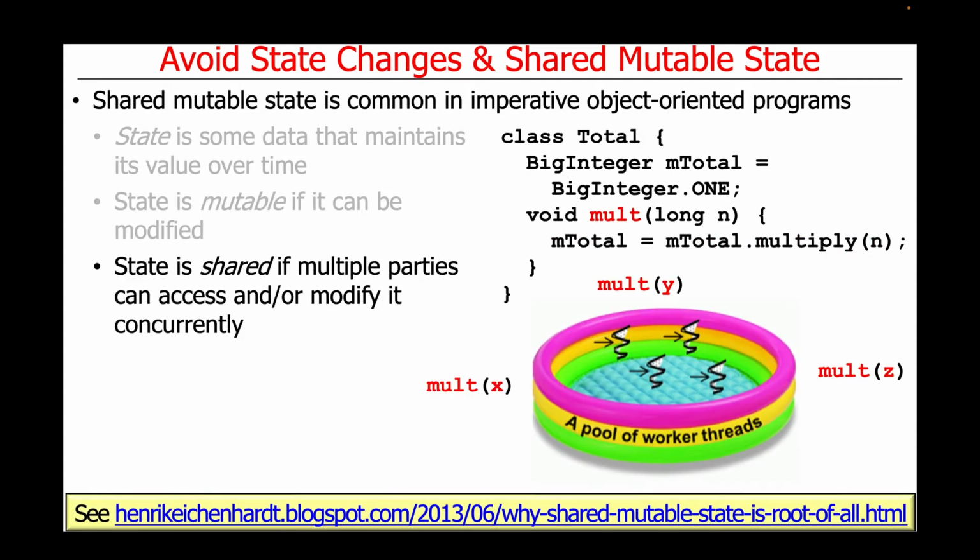State is shared if multiple parties can access and/or modify it concurrently. Here's a simple example where we have a pool of threads, and several of those threads are simultaneously calling mult on the same instance of Total, and those different calls will end up accessing and modifying the value of mTotal concurrently. And as you can see by the name of the link at the bottom of the slide, shared mutable state is considered to be the root of all evil in concurrent and parallel programs.